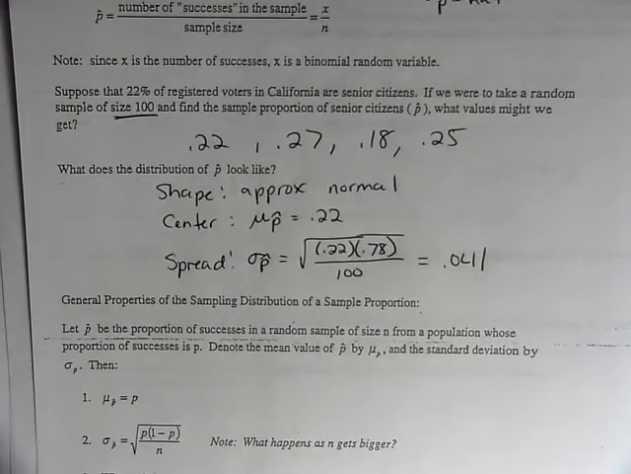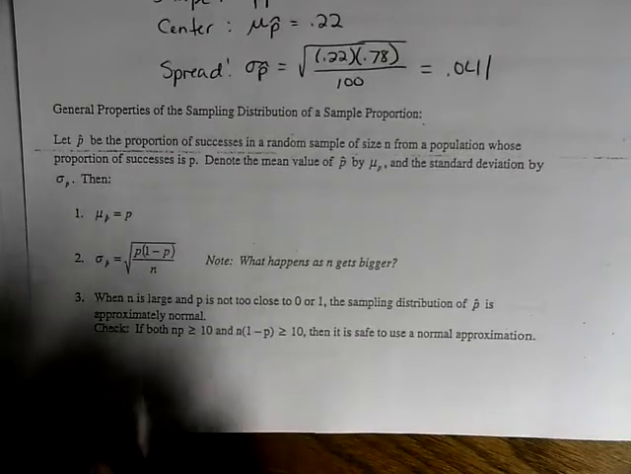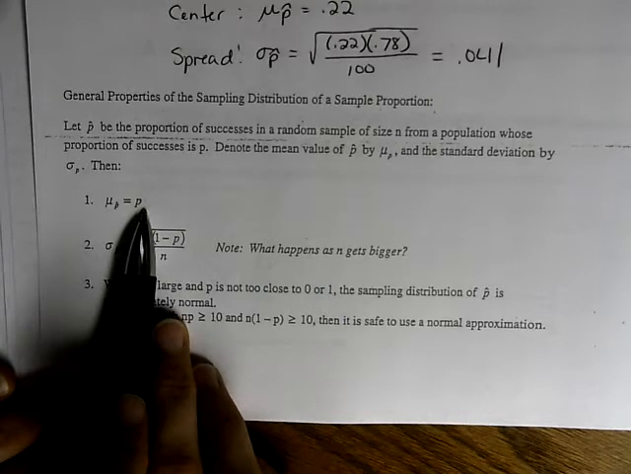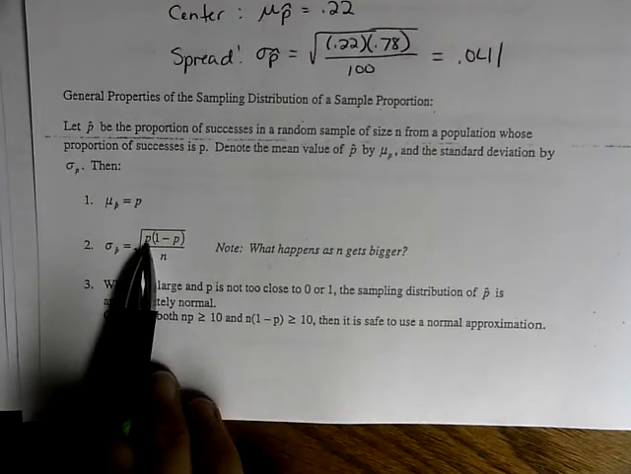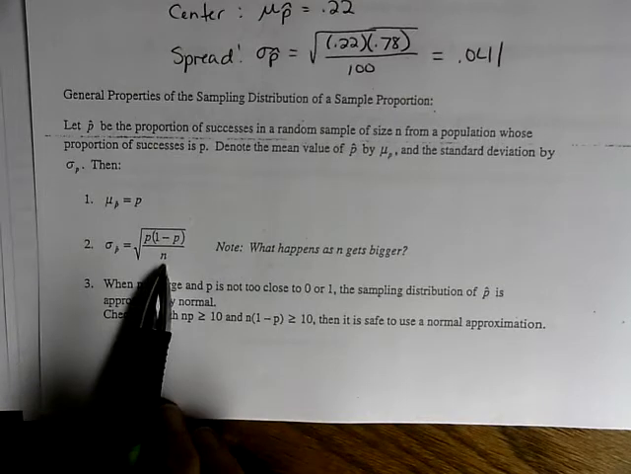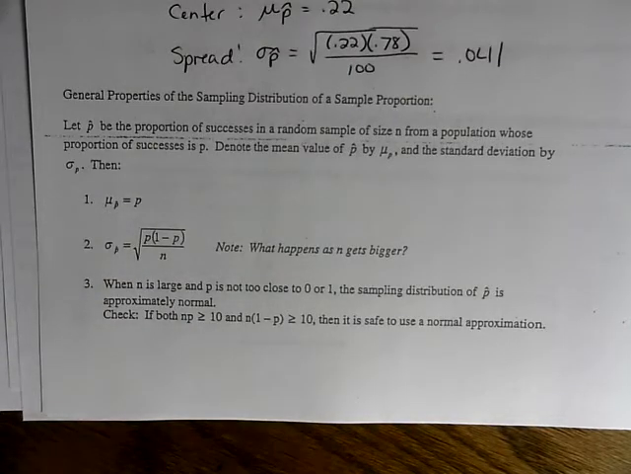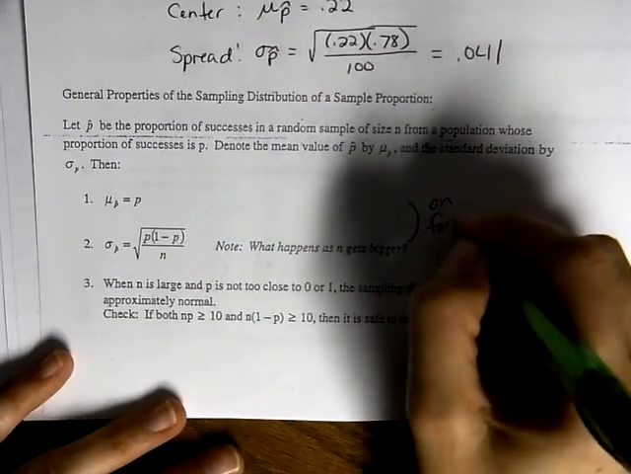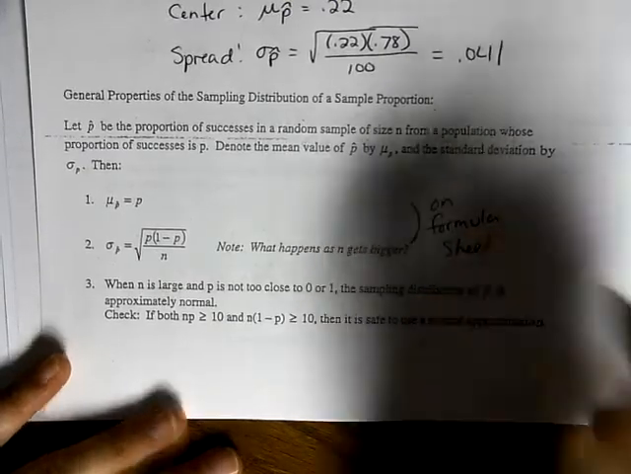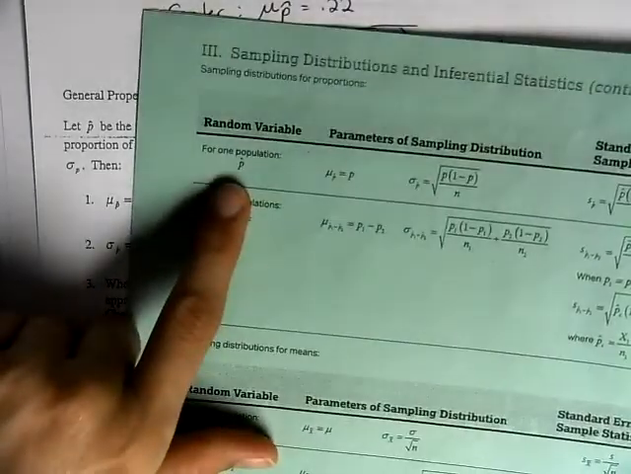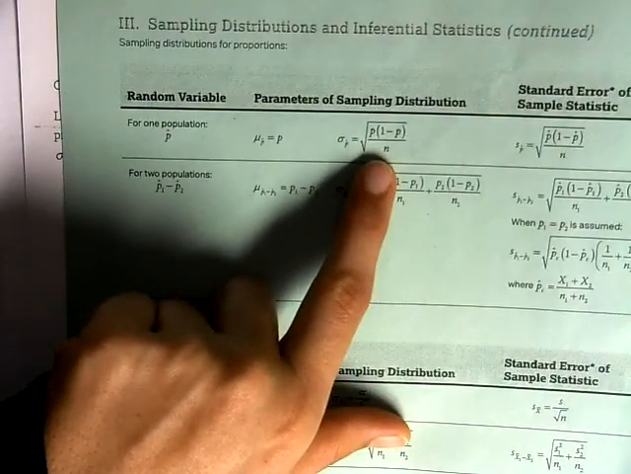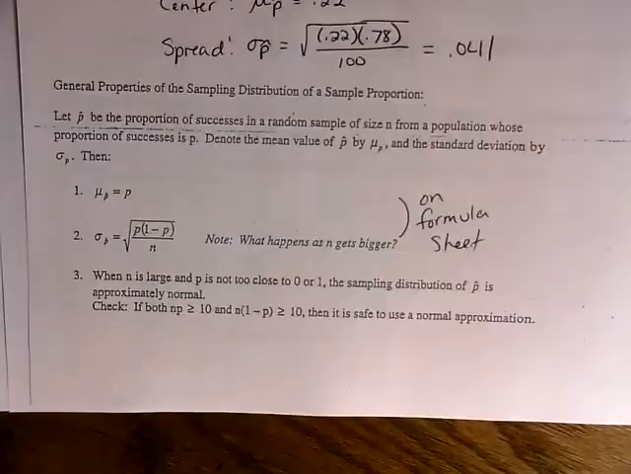Underneath are our general properties for proportions, just like we did with the means. The mean of P hat is the same as the population proportion. The standard deviation is the square root of P times 1 minus P over n. These are also on your formula sheet on the back page. So for one population: P hat, mu of P hat, sigma of P hat. We were using these two before, and now we're up here using these two.